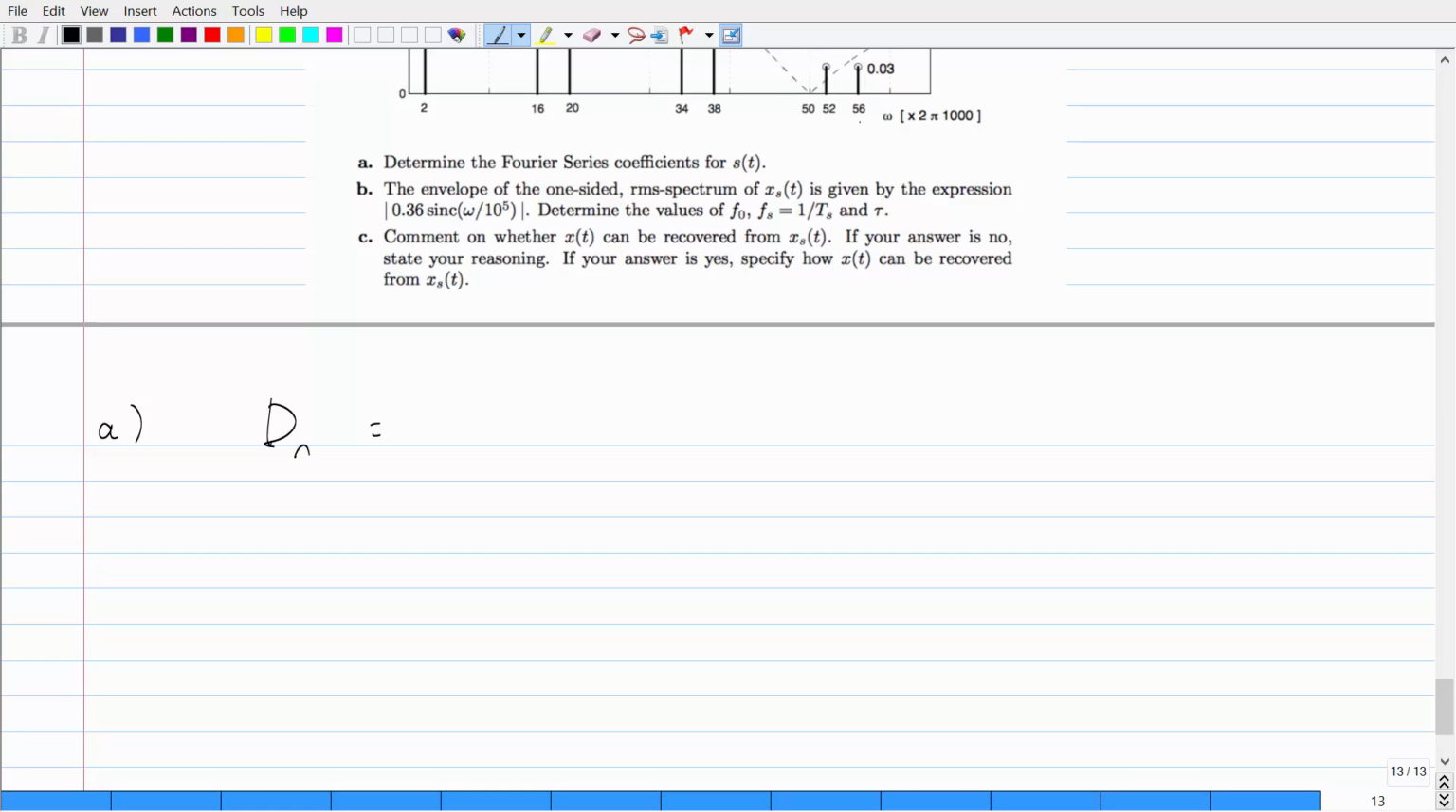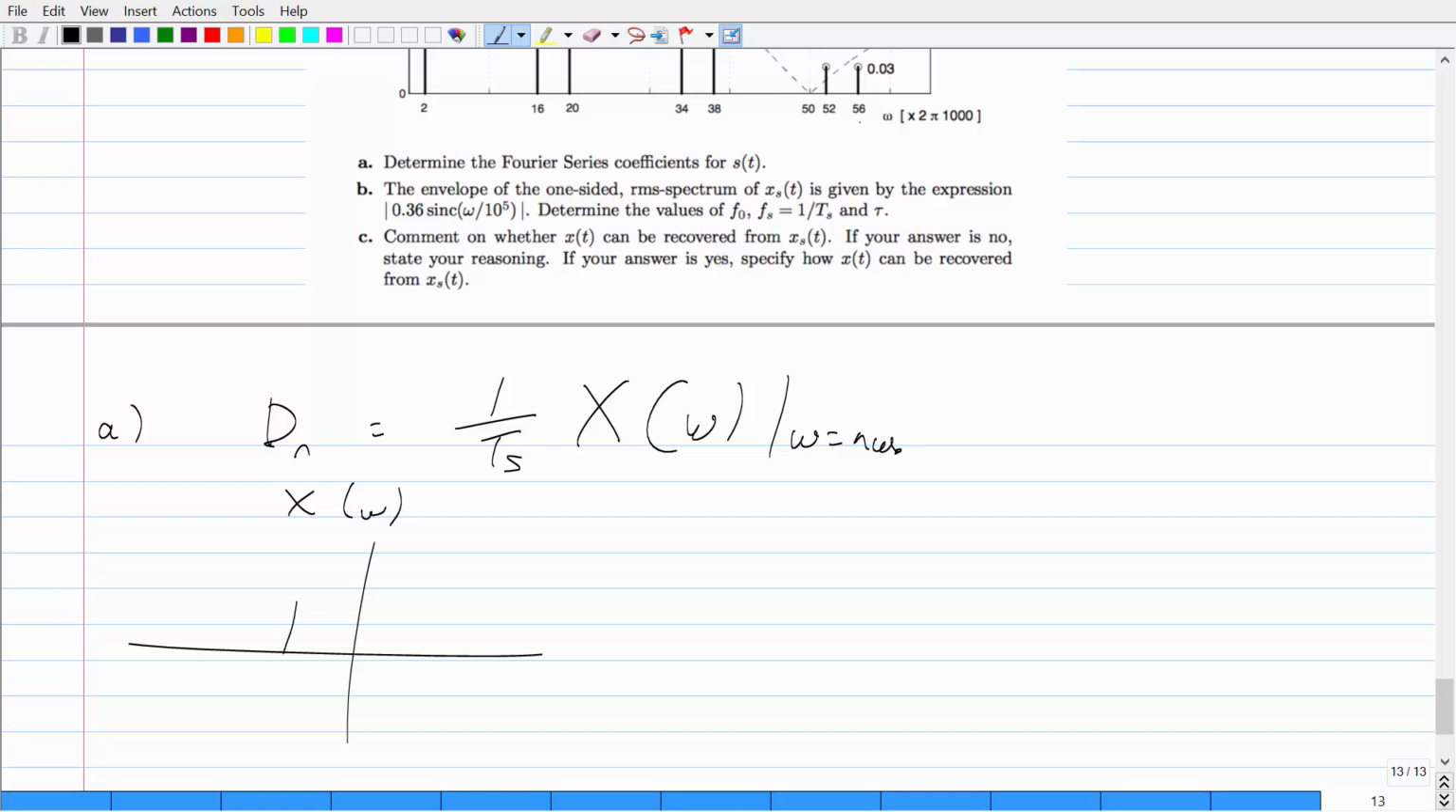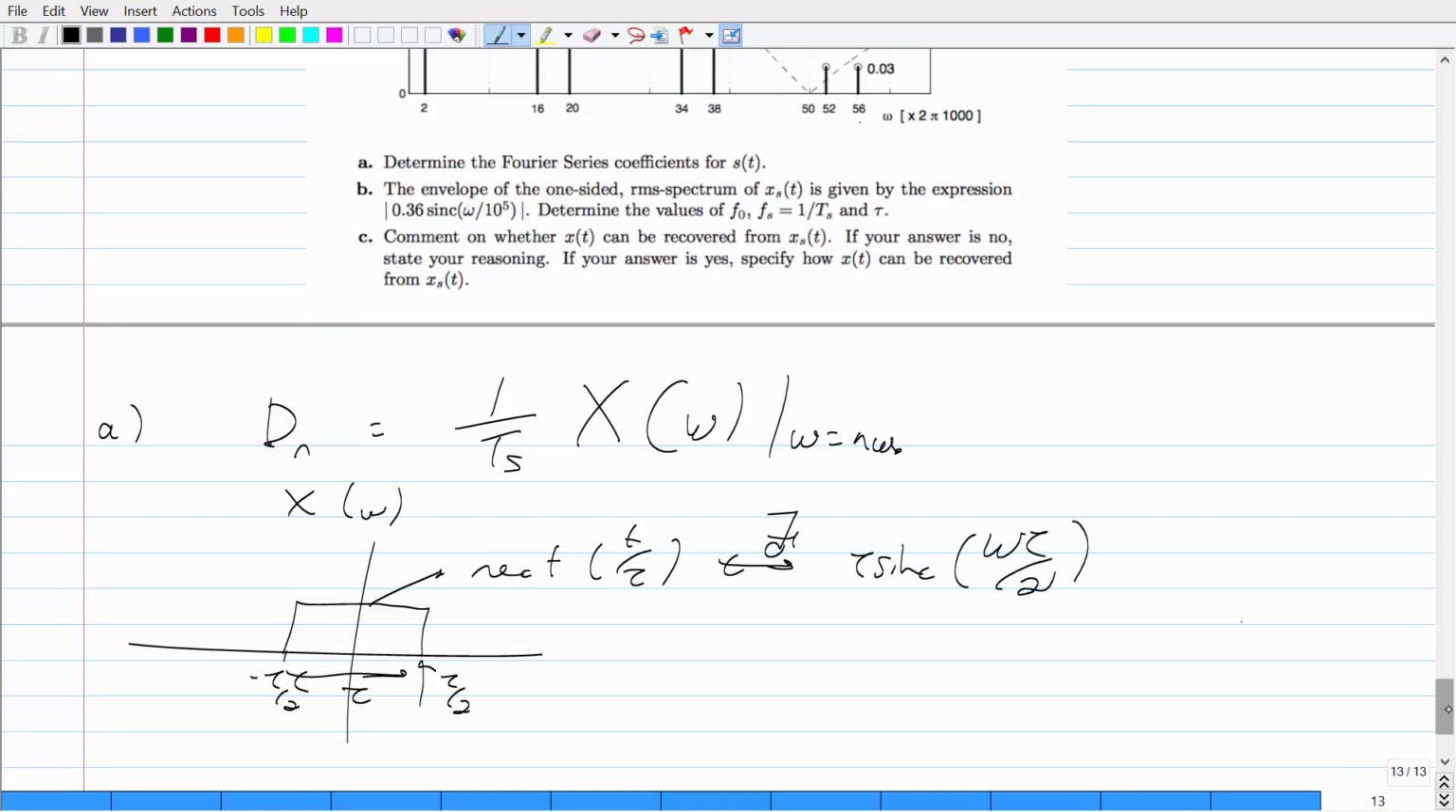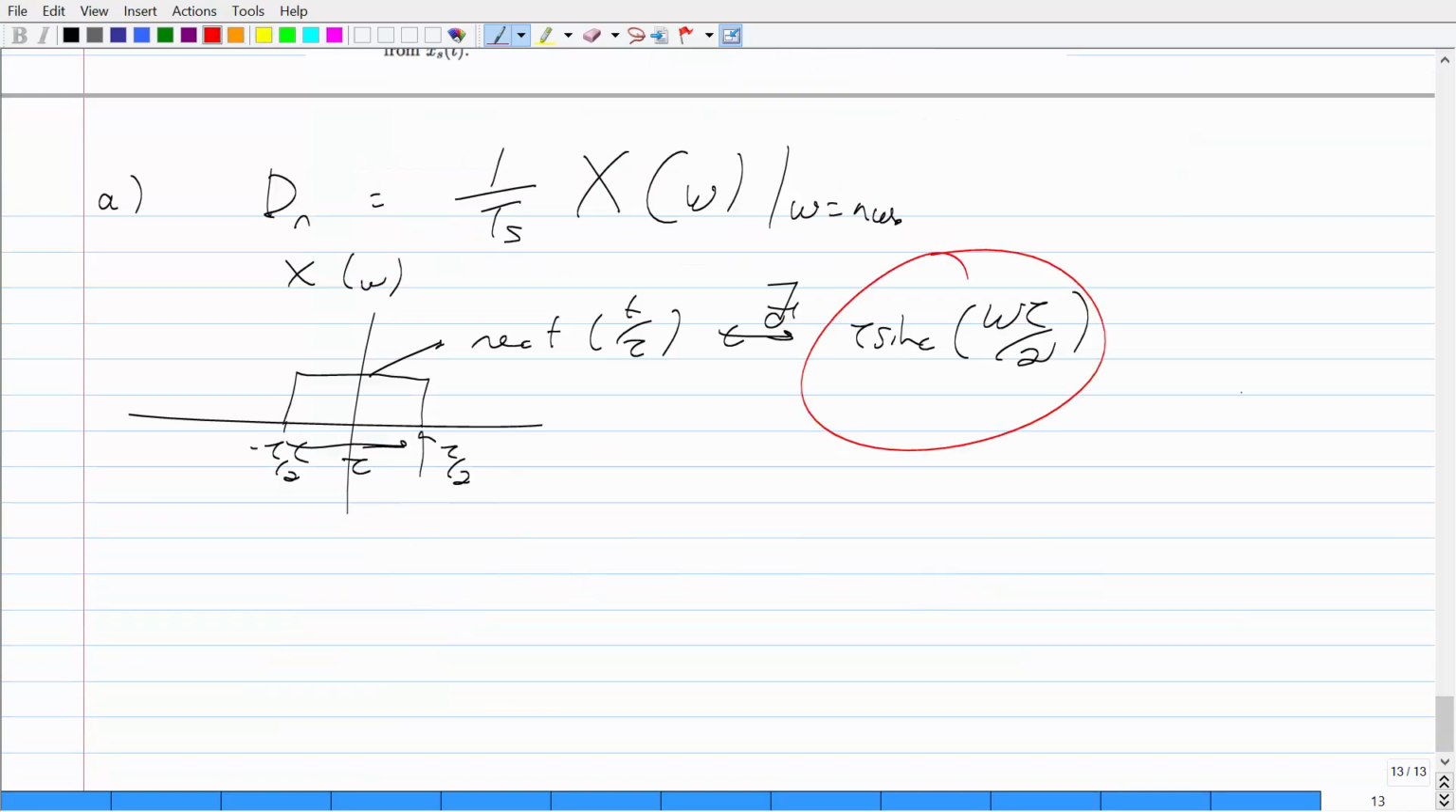So A, Fourier series coefficients. If you remember, you have the period, and if you know what the Fourier transform is for one of the values, you just substitute n omega naught, and then you're done. So instead of doing the traditional method, you can do it this way. So x of omega is simply a single pulse. If this is t, then this would be tau over 2, and this is minus tau over 2. This is just simply a rect function, right? If I took the Fourier transform of a rect function, this becomes tau sinc of omega tau over 2. All right? So this is what I know of the Fourier transform to be. So all I have to do is substitute n omega naught in, and then I'm done.